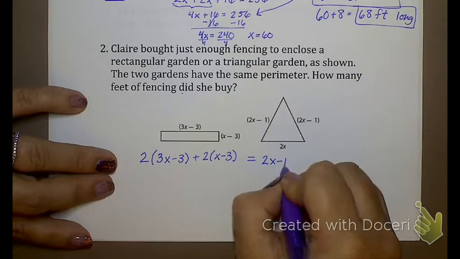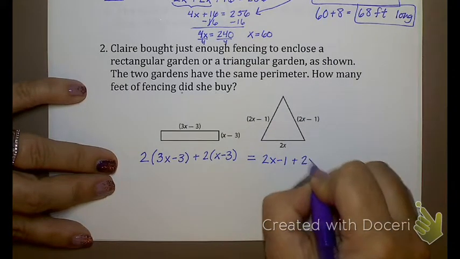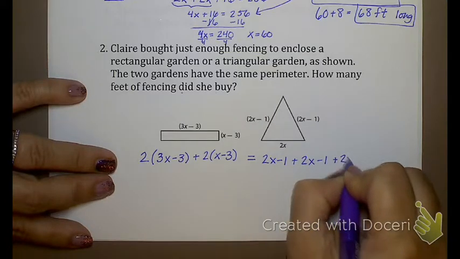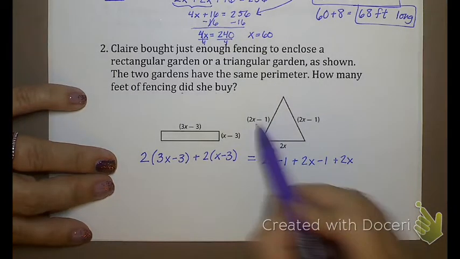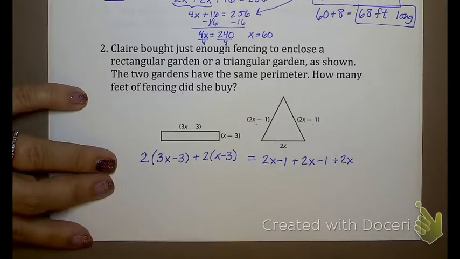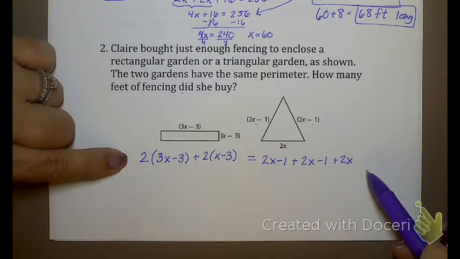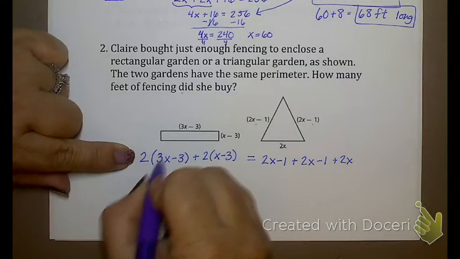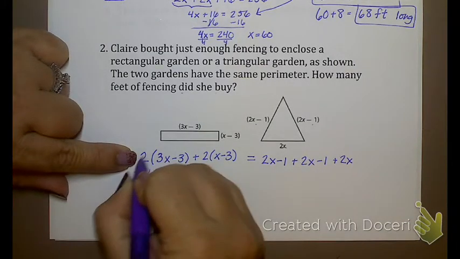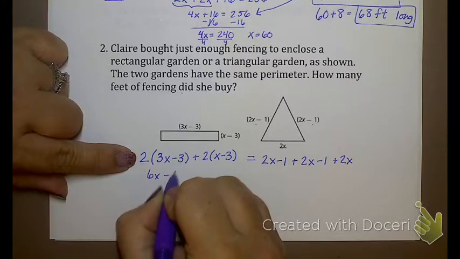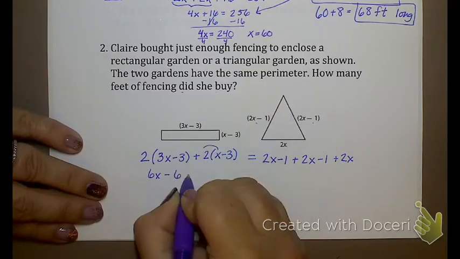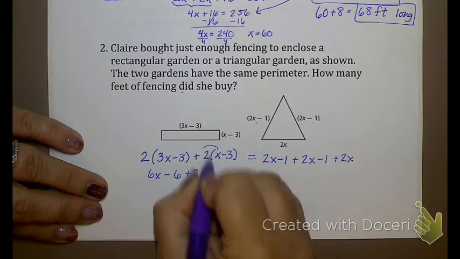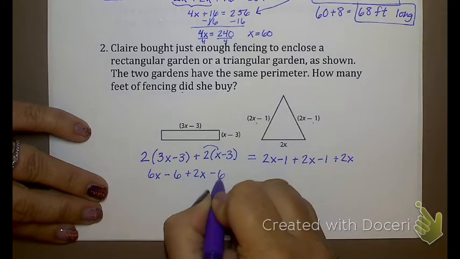2x minus 1 plus 2x minus 1 plus 2x, right? One side plus another side plus another side. Can I solve this? Yes. 2 times 3x is 6x. 2 times negative 3 is negative 6. 2 times x is 2x. 2 times negative 3 is negative 6.